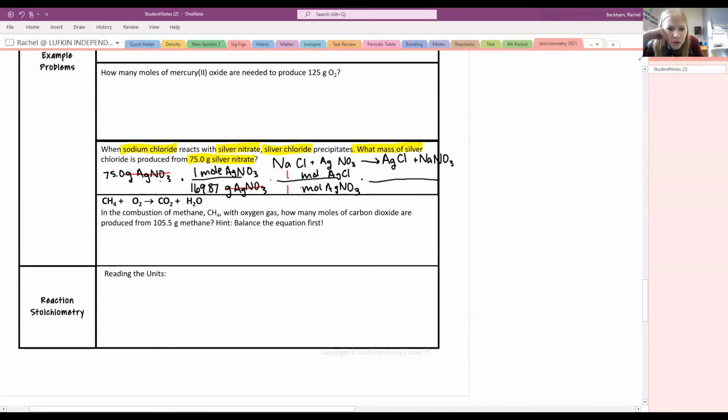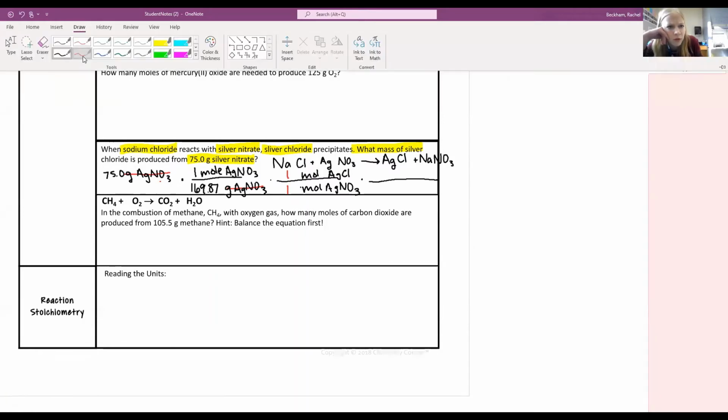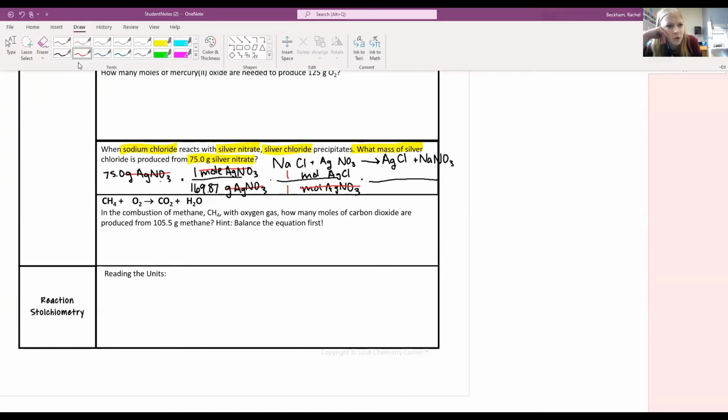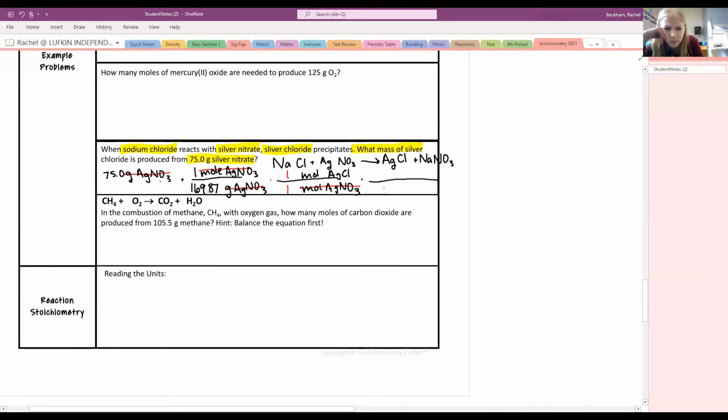And we're close. We got to moles of silver chloride, but the problem said what mass of silver chloride. So I need to go one step further and get to grams of silver chloride, and I need my moles of silver chloride to cancel out. So how do I fill in the relationship between grams and moles of silver chloride? The molar mass, right? You're going to look up on the periodic table the molar mass of silver chloride. And when you add that up, you should get something close to 143.32.